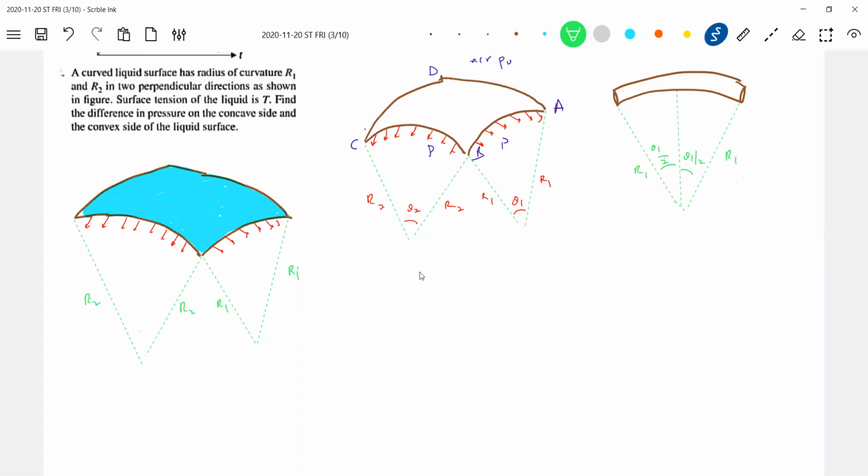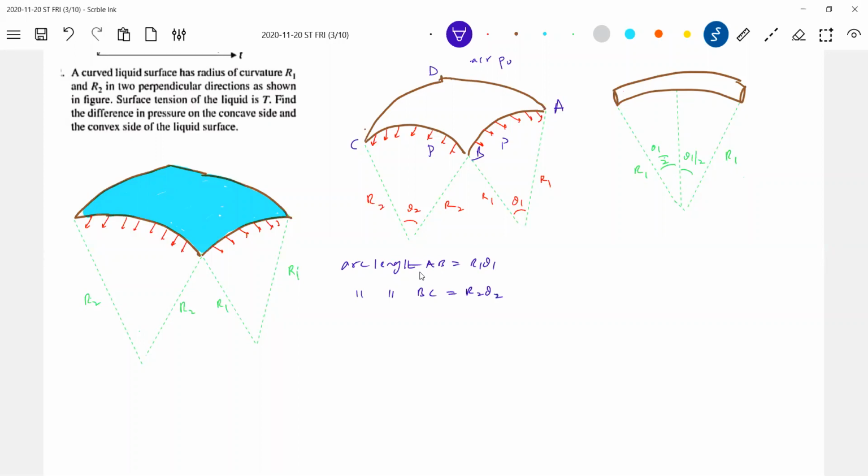Now, what is arc length AB? Shall we write R1 theta 1? Arc length AB should be R1 theta 1, the first thing. Arc length AB equals R1 theta 1. Arc length BC is equal to R2 theta 2.